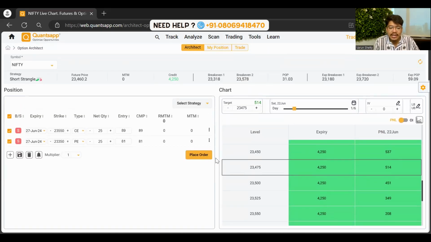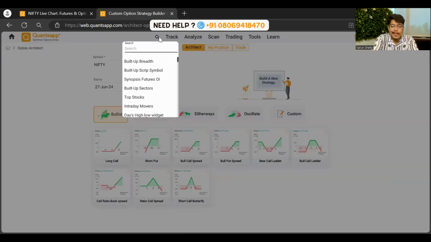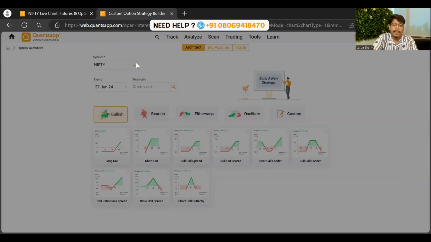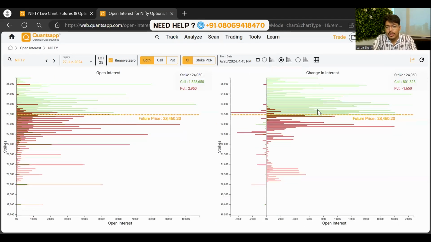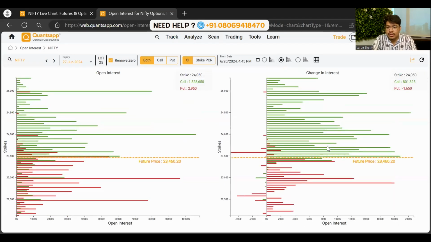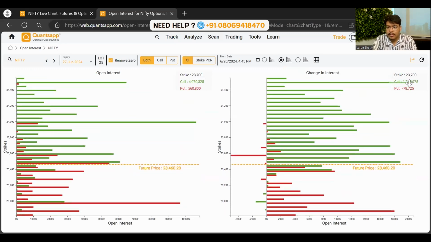Another very popular thing that a lot of traders look at is open interest when they're writing options. So if I just go to the open interest tool, okay, this is the open interest tool. I will just look at the change in open interest. So here on the top right corner, you can go to the horizontal chart. Okay, and this is the change in open interest. On the right hand side, you can see that this is today's change in open interest, the absolute change.